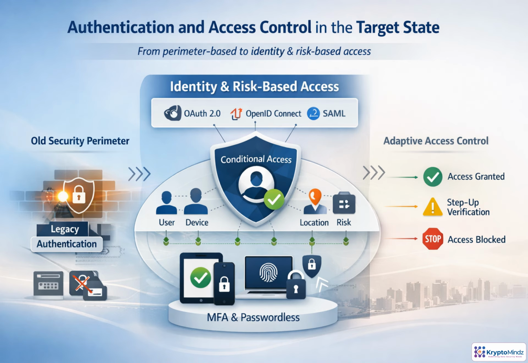In the target state, access is no longer granted just because a request comes from inside a trusted network. Every sign-in is evaluated through modern identity protocols like OAuth, OpenID Connect, and SAML, then filtered through conditional access. The decision considers who the user is, whether the device is compliant, where the request originates, the risk level, the application sensitivity, and the strength of authentication already performed. Low-risk access can be allowed. Higher-risk access may require MFA, passwordless proof, or session restrictions. Unacceptable risk is blocked.